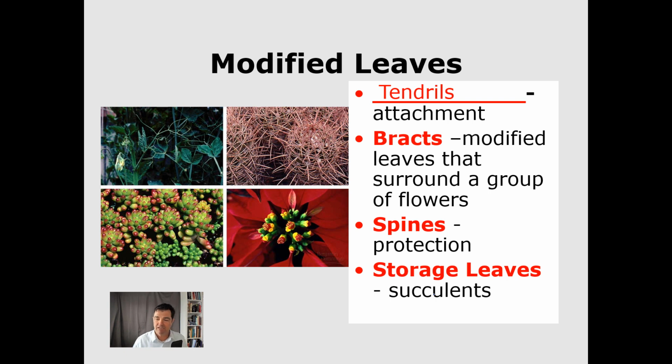And just like we had modified stems, we also have modified leaves. There are leaves that are almost like little fingers that wrap around things, called tendrils. Tendrils are used for attachment. There are different ways that climbing plants can attach to, say, a wall or a lattice. Tendrils are one of those, and they're often modified leaves. Bracts are modified leaves that surround a group of flowers, and that's what you're seeing here.